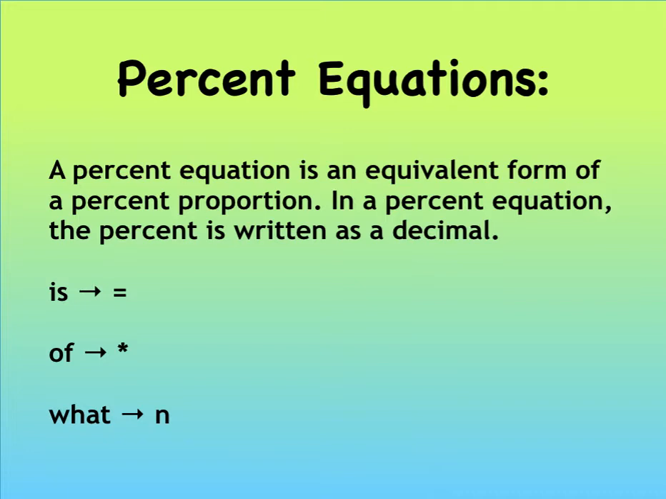Percent equations. A percent equation is an equivalent form of a percent proportion. In a percent equation, the percent is written as a decimal. Write down the following information. When you see the word "is," you'll relate that to an equal sign. "Of" means multiplication, and "what" will be a variable or an unknown.